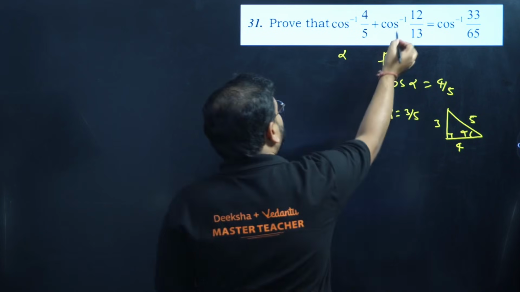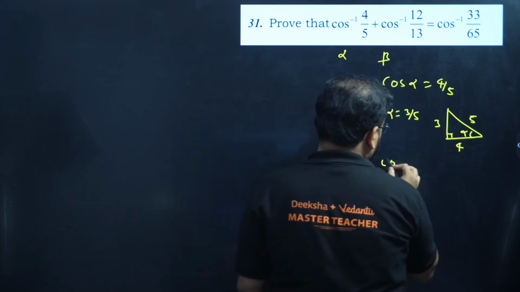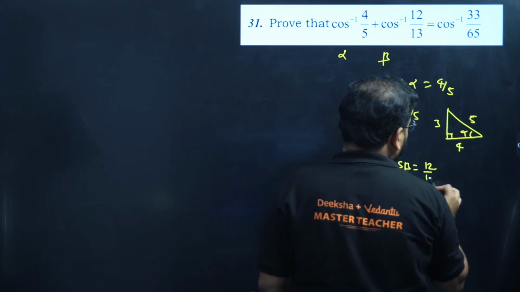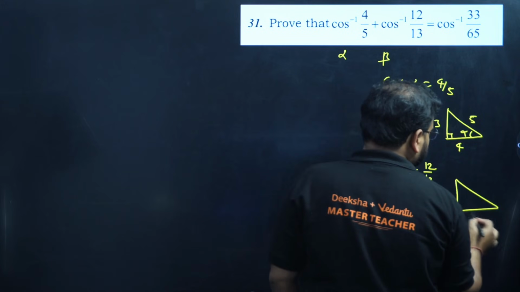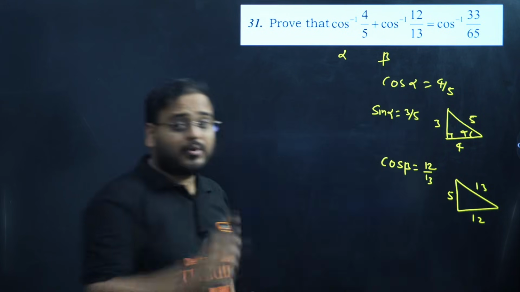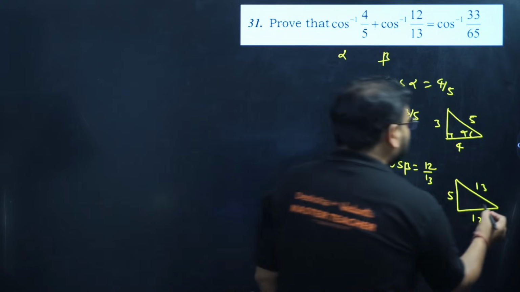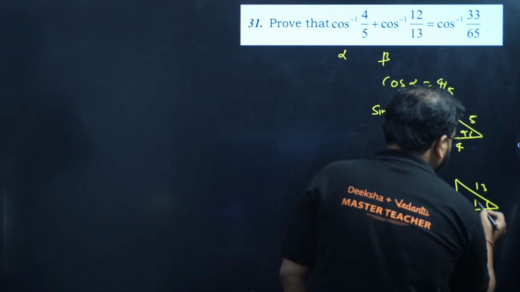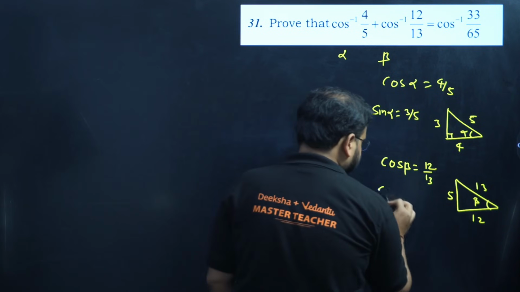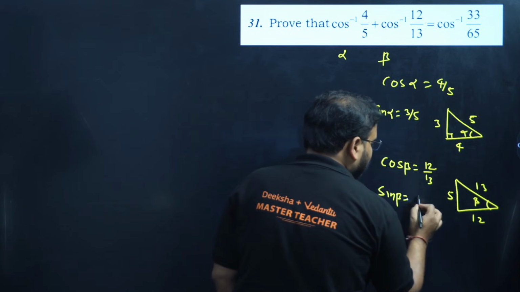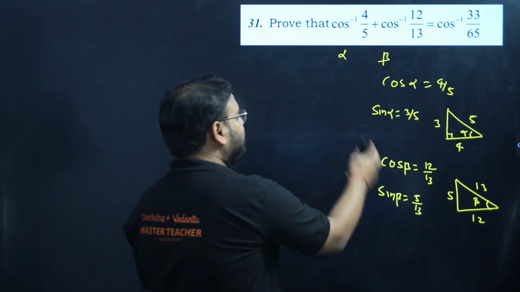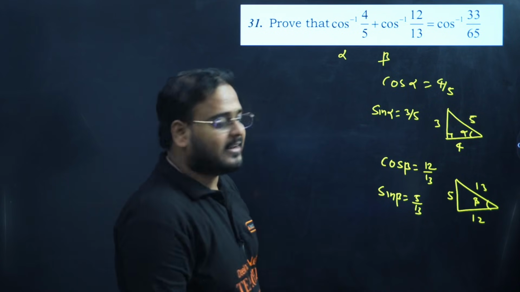Same way, if I take cos beta, the value is 12 by 13. Draw the right angle triangle. This is 12, this is 13, and this is 5. How come, sir? Because 5, 12, 13 is again another Pythagorean triplet. Okay, so if you look for sine beta over here, you will have the value as 5 by 13. Now you have the sine beta and cos beta, sine alpha and cos alpha.